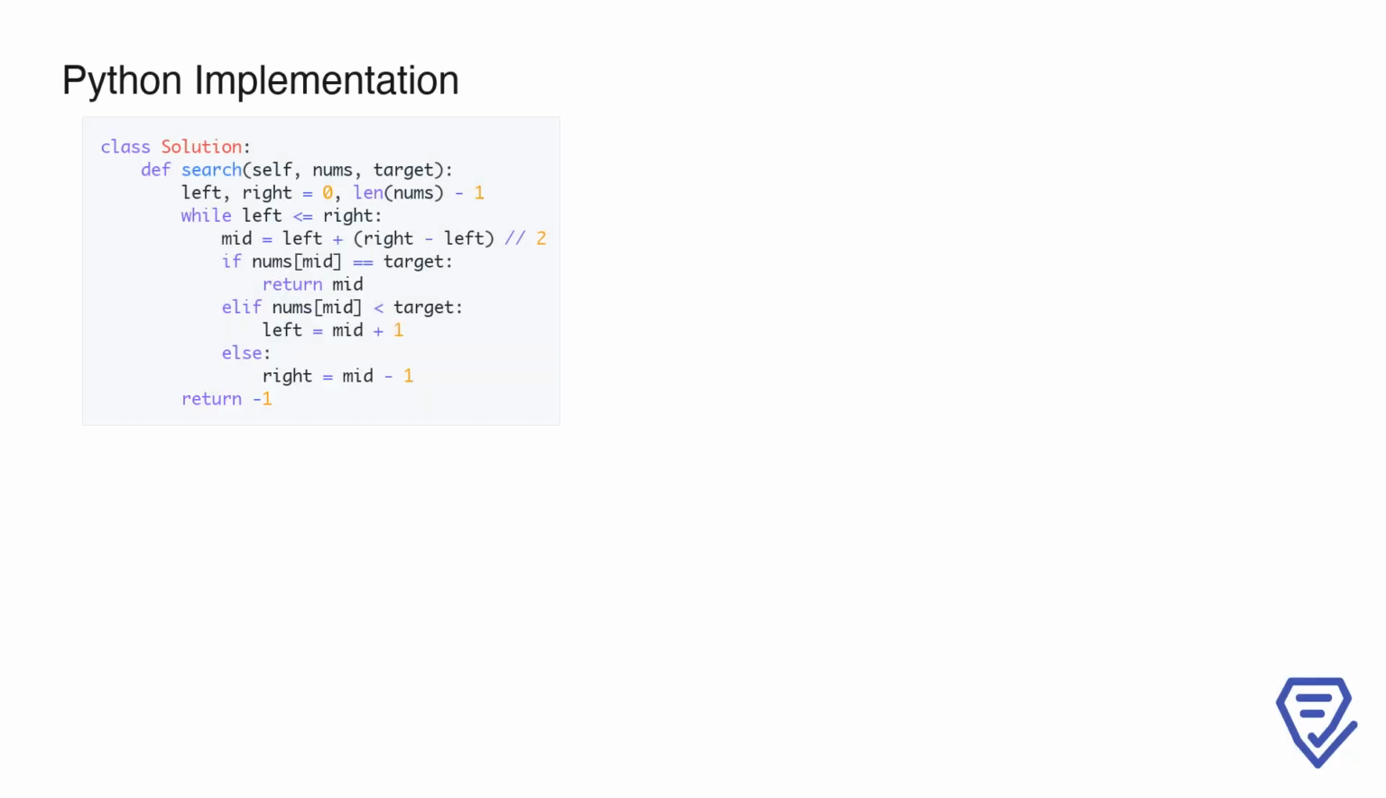Here is the Python implementation for LeetCode problem number 704. We define a class Solution with a method called search. We initialize left and right pointers, and as long as left is less than or equal to right, we find the midpoint. If the value at mid matches the target, we return mid. If it's less than the target, we shift left up, otherwise, we move right down.